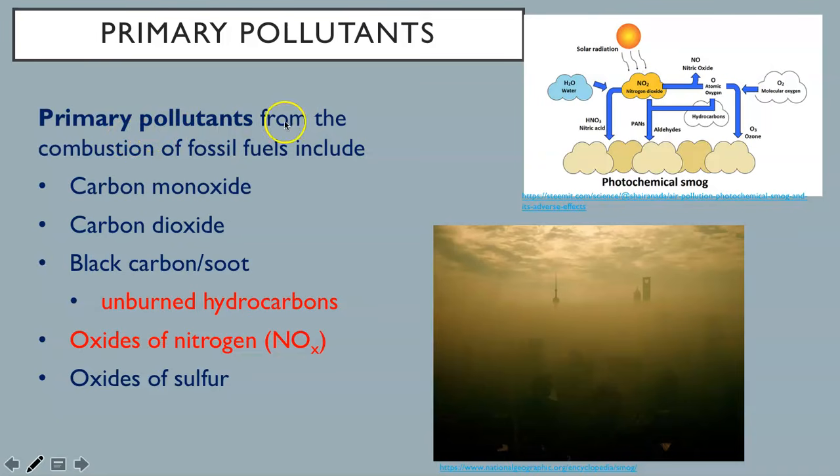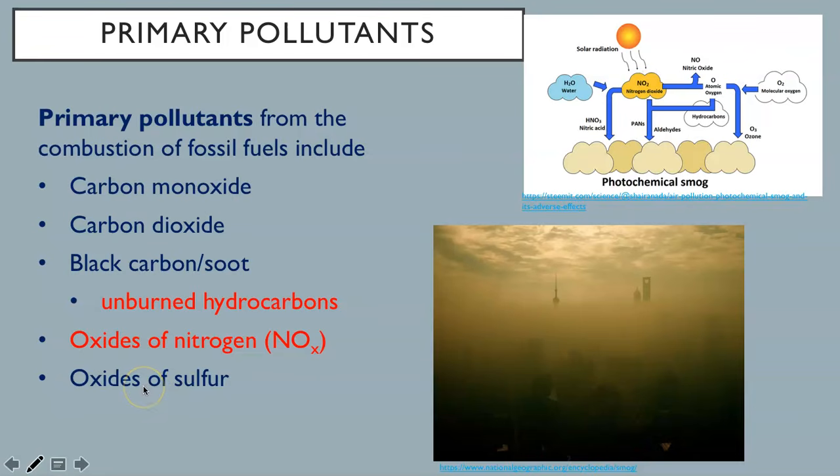Primary air pollutants are produced from the combustion of fossil fuels, and they include carbon monoxide, carbon dioxide, black carbon, soot or unburned hydrocarbons, oxides of nitrogen. Take note, oxides of nitrogen are written with this X to represent the many types of oxides like NO, NO2, and so forth. Also, oxides of sulfur. As I mentioned, primary pollutants react with each other in strong sunlight to produce secondary pollutants, contributing to photochemical smog. Pictured here is smog over Shanghai, China.